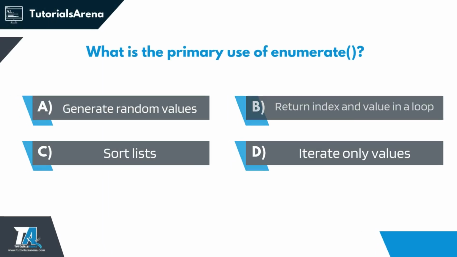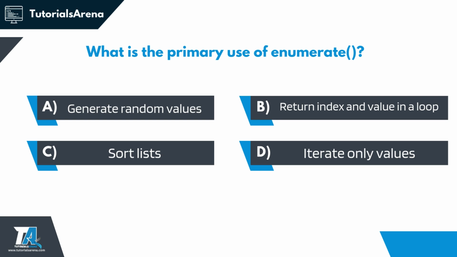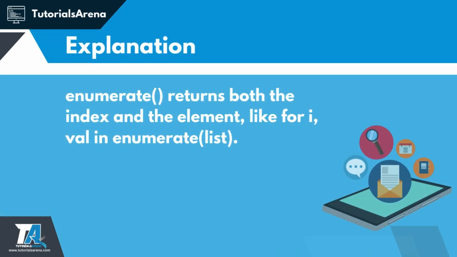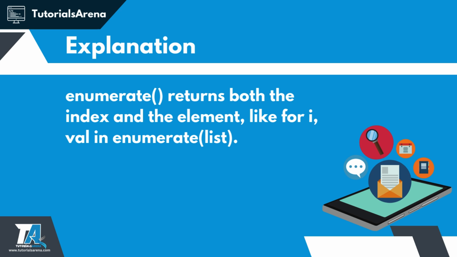What is the primary use of enumerate function? The correct option is option B, return index and value in a loop. Enumerate function returns both the index and the element.